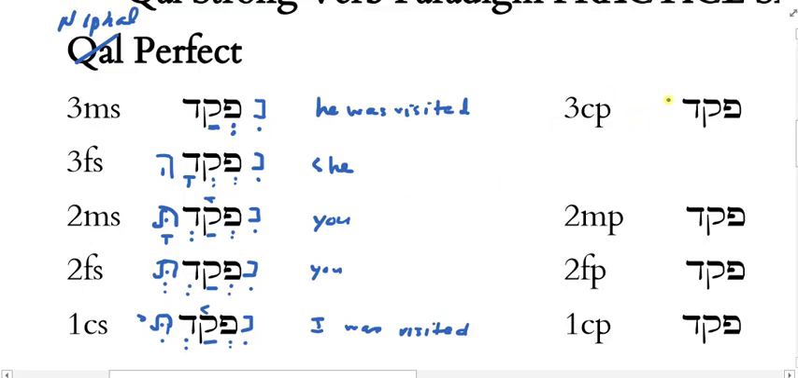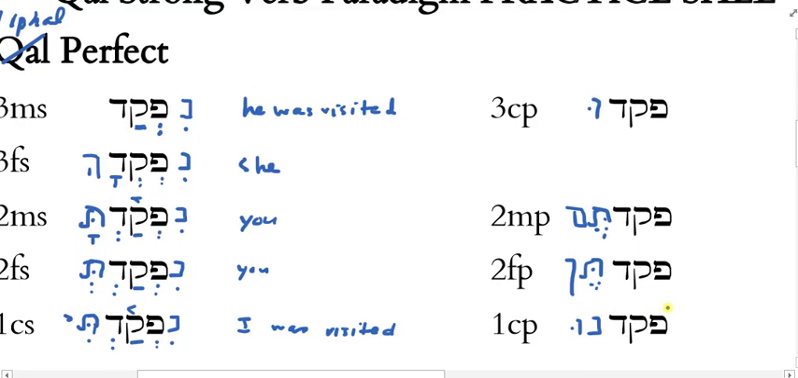So what am I going to do for the 3CP? Obviously, shureq. 2MP, tem, right? 2FP is ten, and 1CP is nu. That's easy, isn't it? You already know that. So what's new is, what do I do at the front end and in the middle? Well, each of these gets a nun prefix, right? What vowel does the nun always get? Always gets hiriq. What goes under root 1 in every case? Silent shva. Nif, nif, nif, nif, nif, nif.